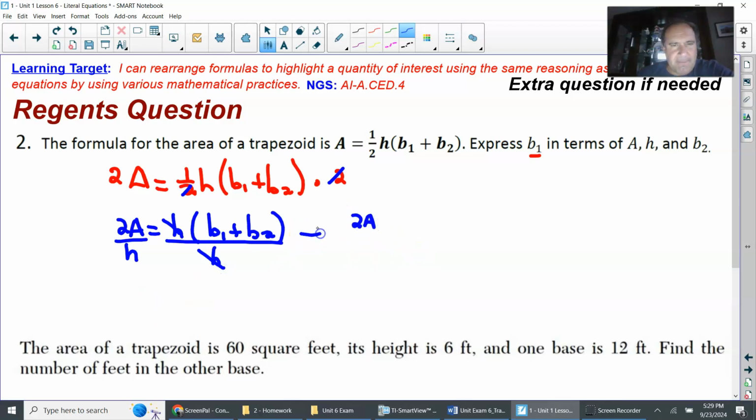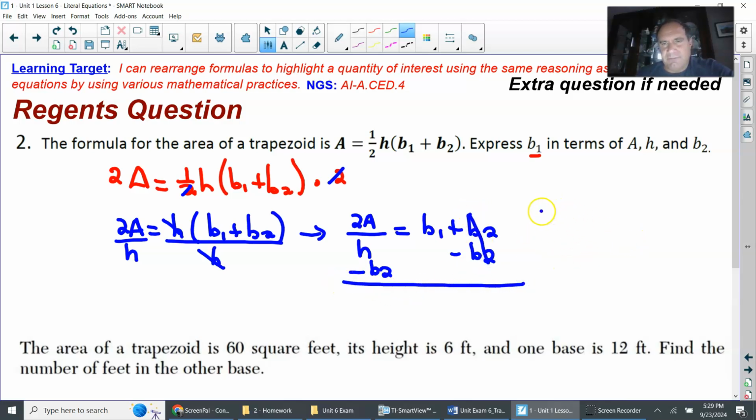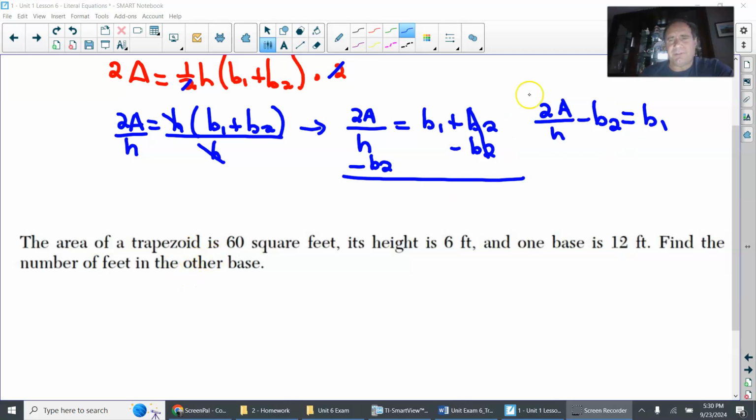So we have 2A over H equals B sub 1 plus B sub 2, drop the parentheses, and now we're almost there. Minus B sub 2 on both sides. As soon as you subtract the B sub 2 on both sides, this cancels. You have 2A over H minus B sub 2 equals B sub 1. Solved. Good stuff. So for this, we're just going to substitute the numbers into the equation that we just solved.